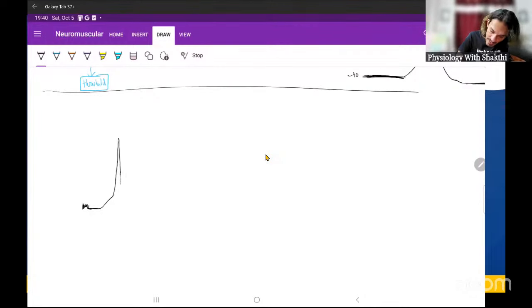And once it is coming down, at some point, it'll slow down like this. But it does not go back to the RMP. Instead, it continues to keep going down. And then comes back to RMP and stays there. This is how an action potential is.